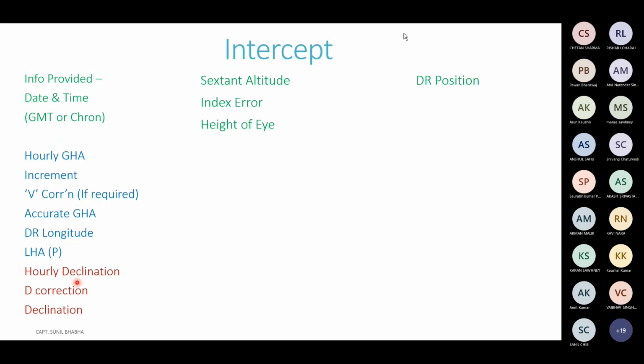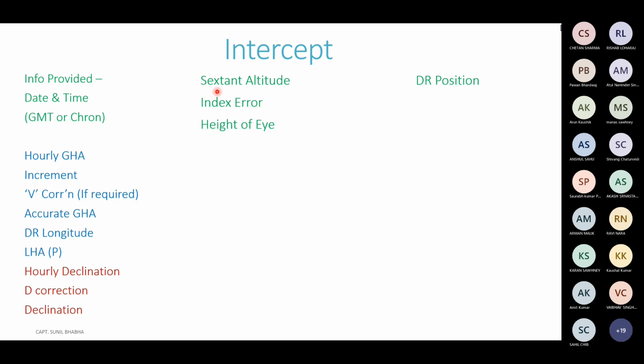The second item which is given in the almanac is the declination of the body. So we get the hourly declination from the daily page. We apply the D correction. D correction, hourly figure is given on the daily page. We get the increment from the increment table. And after applying it, we get the correct declination of the body. So this is the first step in which we get the GHA of the body, the LHA, angle P, as well as the declination of the body.